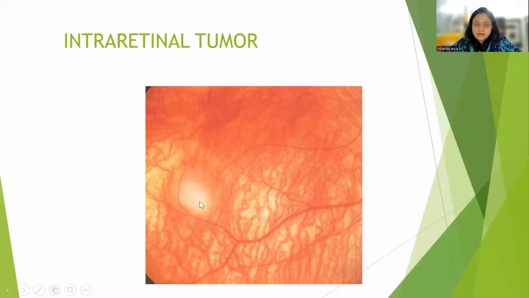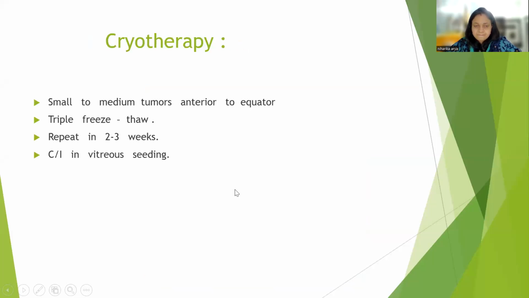This is the intraretinal tumors. This is associated with the retinoblastoma, that is the intraretinal tumors. Cryotherapy can also be done. Cryotherapy is like increasing the freezing. That is a freeze-thaw technique in the cryotherapy.